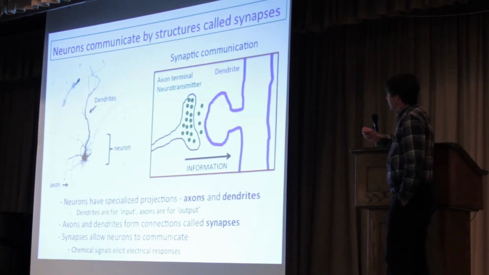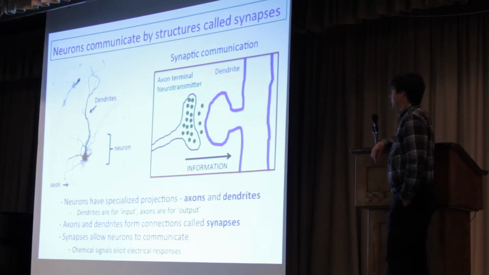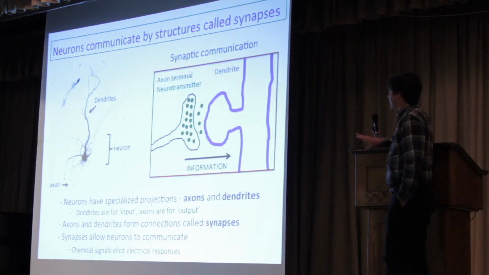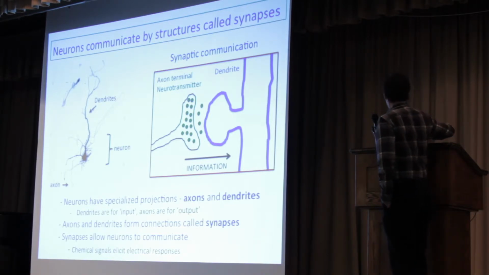This connection between the two is called a synapse, and that allows the neurons to communicate, and those chemical signals that are transferred elicit electrical responses, which is how our nerves function.